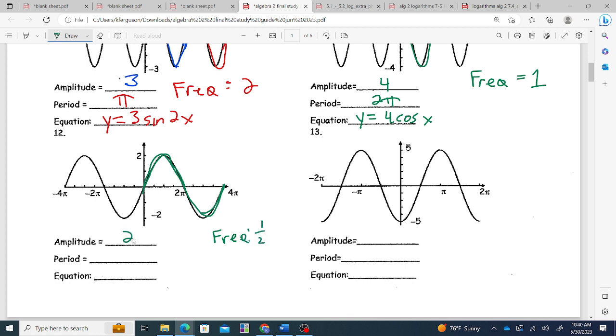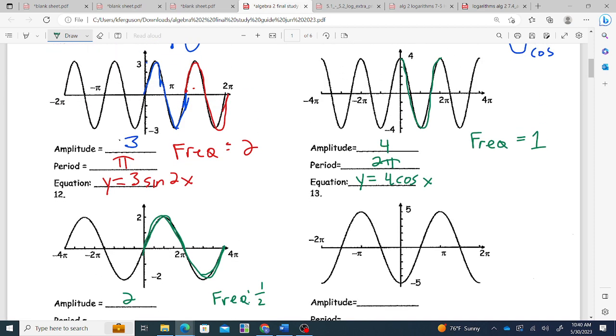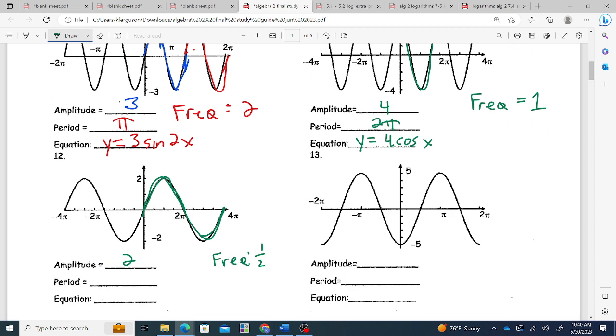The amplitude is 2. Again, I'm looking for wavelengths or cycles between 0 and 2 pi. This is my sine graph right here. The whole graph is 4 pi. When I get from 0 to 2 pi, it's only half the graph. So I got half a cycle or half a wavelength. That's my frequency. The first one that we did, I got 2 full cycles between 0 and 2 pi. For this one, I got half a cycle. All right?